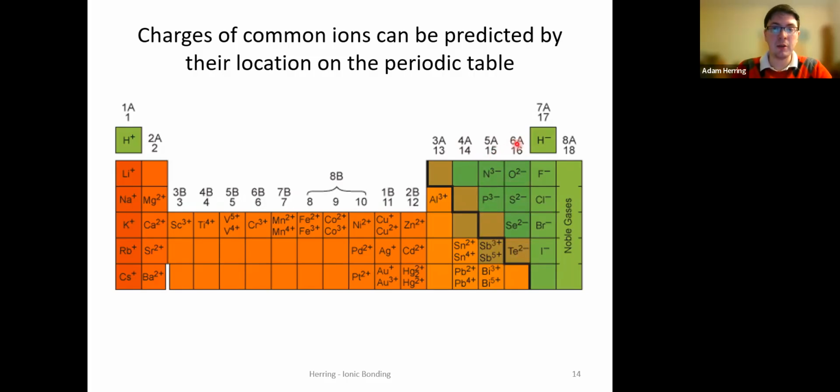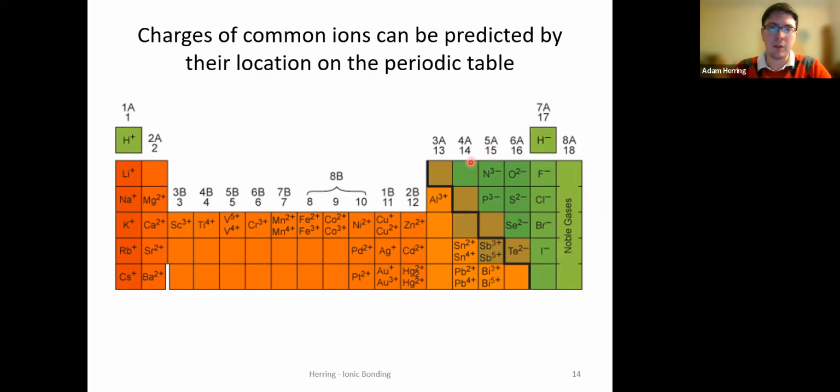In the 6th group, these are missing 2 electrons, so they gain 2 more to obtain a noble gas configuration. And then in the 7th group, these can gain 1 electron in order to obtain a noble gas configuration. In the 8th group, these elements already have a noble gas configuration, seeing that they are noble gases, and so they don't tend to gain or lose electrons.